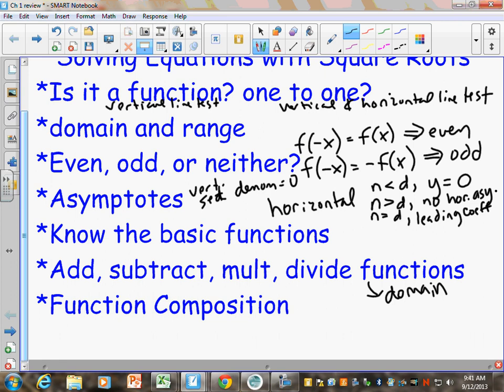Function composition, I definitely want to know that you can do that. F of g of x. You're taking one function and plugging it into the other function. Maybe even doing that with some numbers like we did.